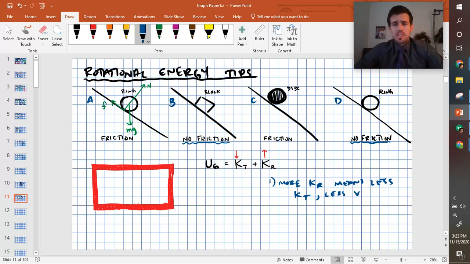But actually, let's talk about D real fast. If there's no friction, then the forces acting on the ring are going to be the force of gravity, mg, and the normal force, N.